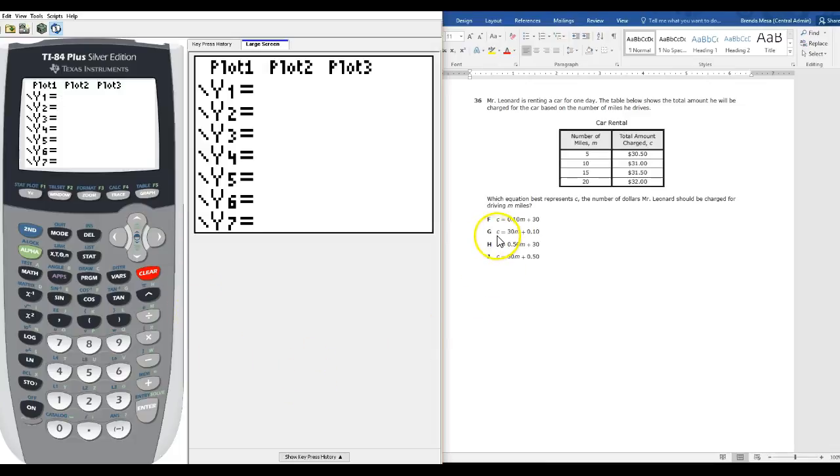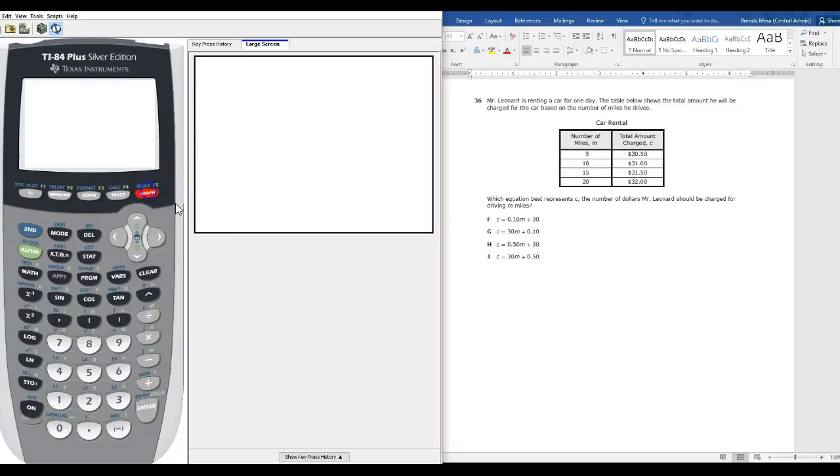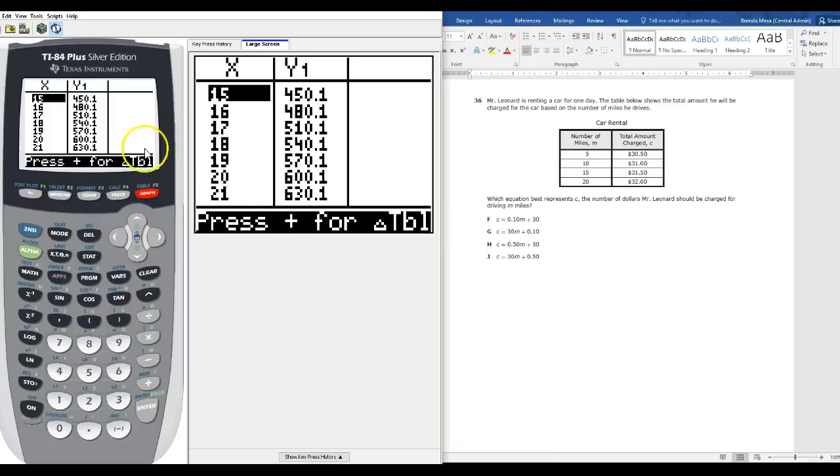Okay, so in this case, we'll read it as y equals 30x plus 0.10. So I'm going to say 30x plus 0.10. And again, second graph will give me the table. Okay, so if I look at 15, because my calculator's already on 15, I'm at 450.1, 450 and 1/10. So if I'm at 15, 450 and 1/10, I know that's not correct. So I can say that answer choice G is not correct.